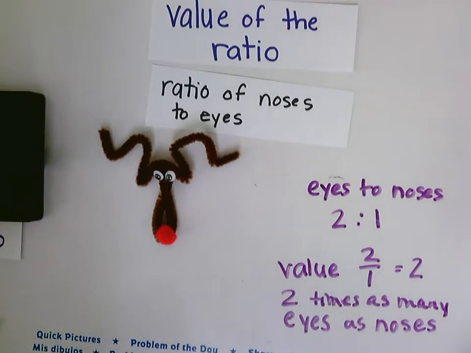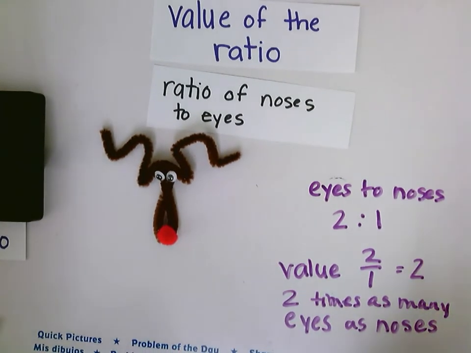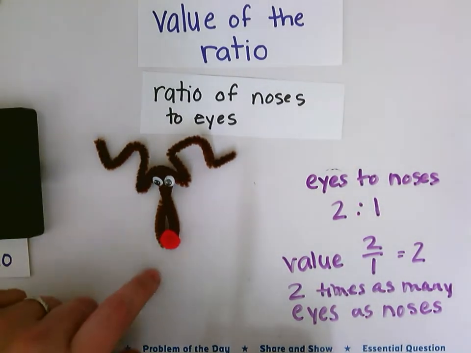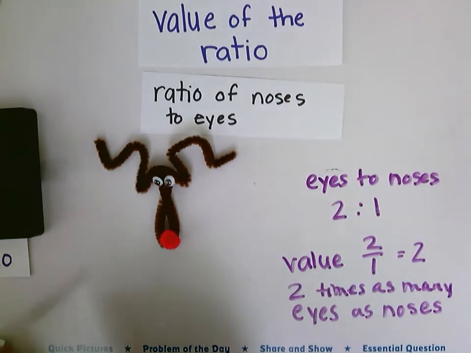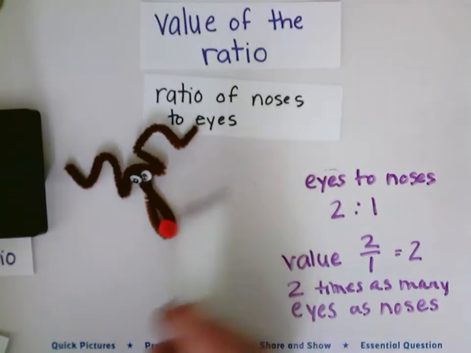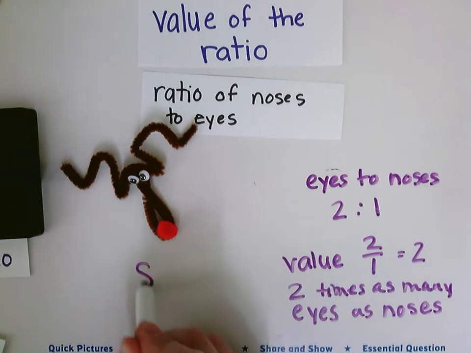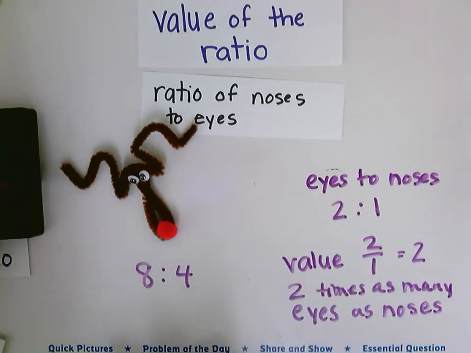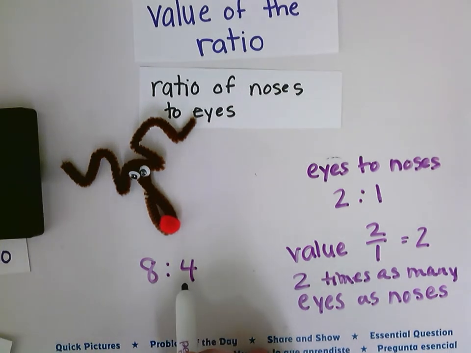If I was making a bunch of these reindeer, let's say I wanted to make 4 of these reindeer. Then I would have 4 sets of 2 eyes, which would be 8. And I would have 4 noses, 8 to 4. So I could say the ratio of 8 to 4, 8 over 4, would be the value of that one if I had 4 different reindeer.